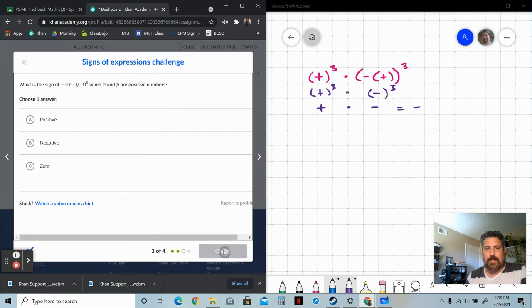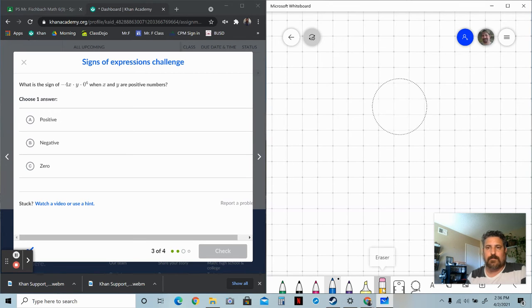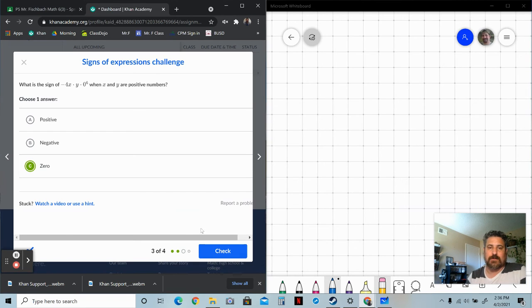Okay, let's do the next one. On this one, it says negative 4x times y times 0 to the 6. It says that x and y are positive numbers. Okay, fair enough. It doesn't really matter, though, because you're multiplying them by 0 to the 6. Anytime you have 0 to the 6th power, that's just 0 times itself 6 times, which is 0, right? So that means negative 4x, whatever that's worth, times y, whatever that's worth, is then times 0. And anything times 0 is going to be 0. So this is just going to be 0.